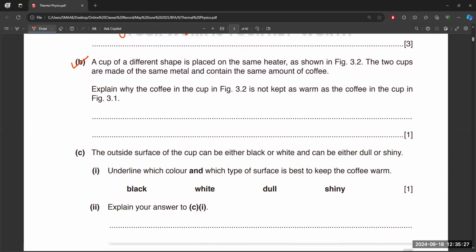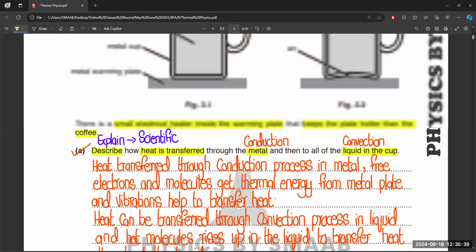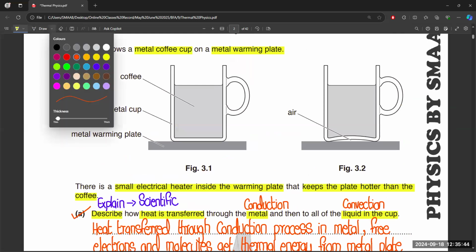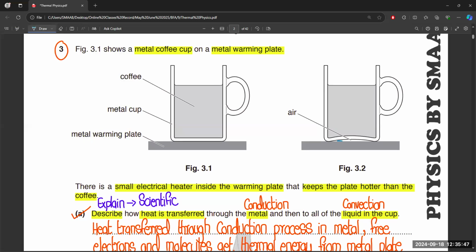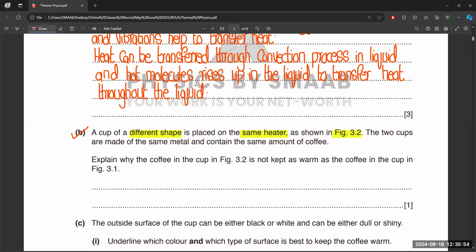In part B, a cup of different shape is placed on the same heater. So now we have a different shape, but the heater is the same. As shown in figure 3.2, you can see there is a difference. There is a slight air gap between the cup and the base. The two cups are made of the same metal, the material is the same, and contain the same amount of coffee. It means the liquid quantity is also the same.